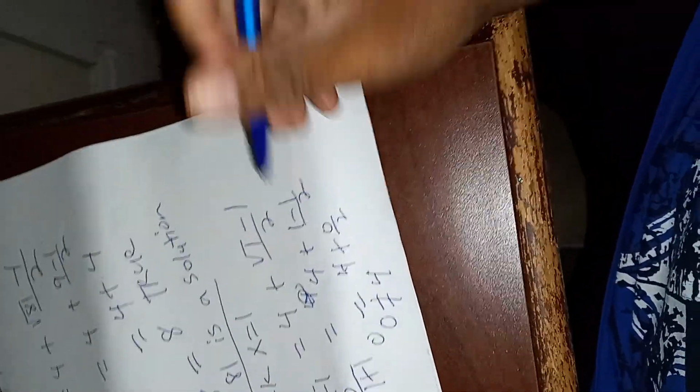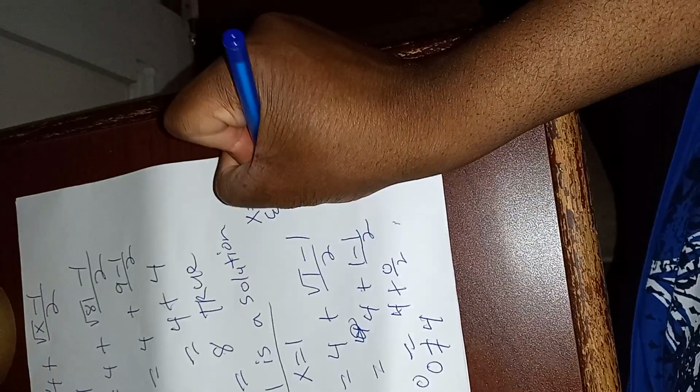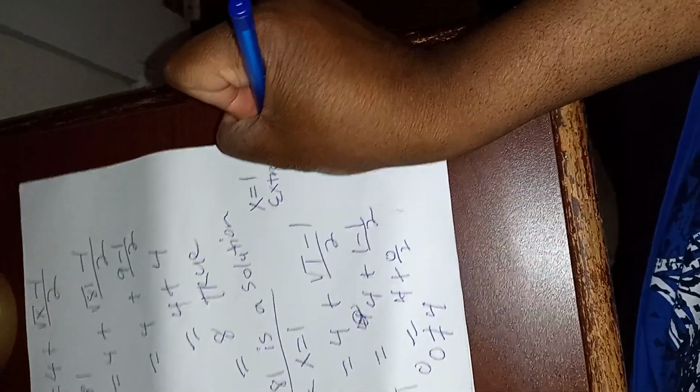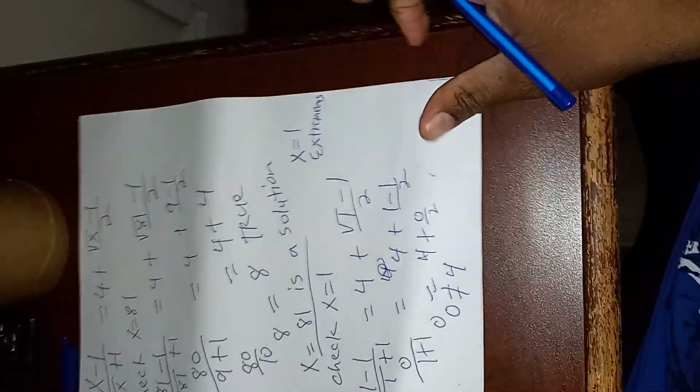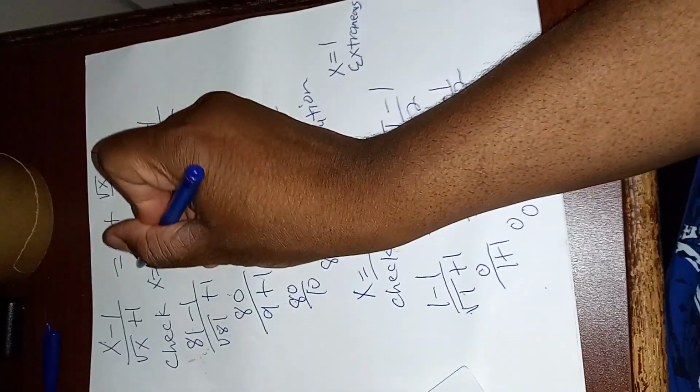So x equals 1 is extraneous. It means not a real solution. So the only answer that works is x equals 81. So let's have that marinate there for a second.